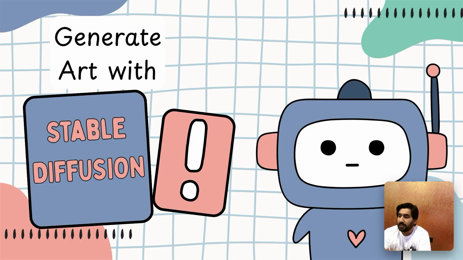I'll cover all this, the installation part and the online part. I'll show you how you can run it. Then we will talk about some different strategies, some different ways in which Stable Diffusion can be used to generate art. Okay, so with that being said, let's start.